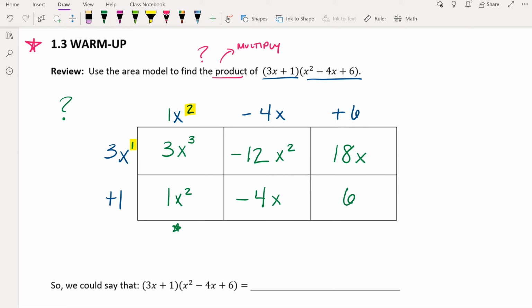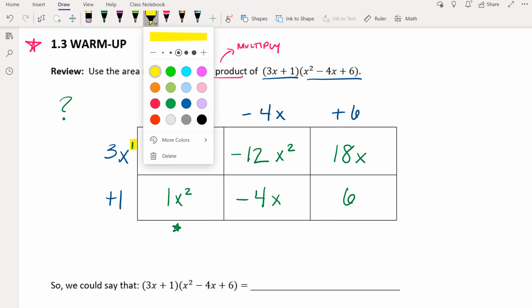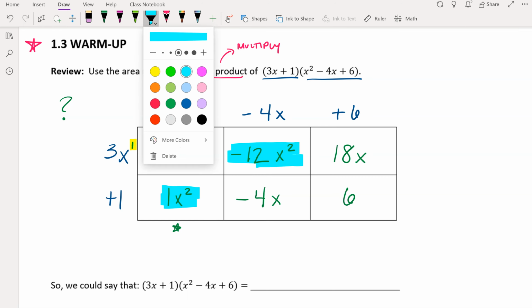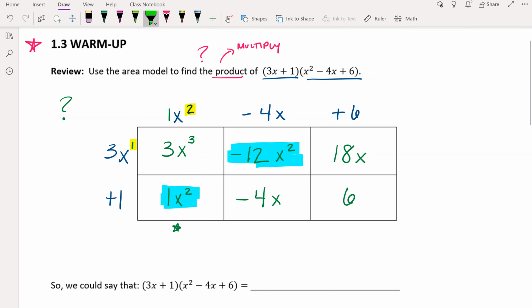Now all we have to do is add the diagonals on the inside. You'll notice that these diagonal pieces should have the same number of x's. Those blue highlighted ones have x squared on them, right? These green highlighted ones have just 1x. Those are the ones that are diagonal from each other. So we are going to combine these diagonals with addition to finish our answer. The 3x cubed and the 6 stay on their own. So they are outside, and we will say our final answer is 3x cubed.